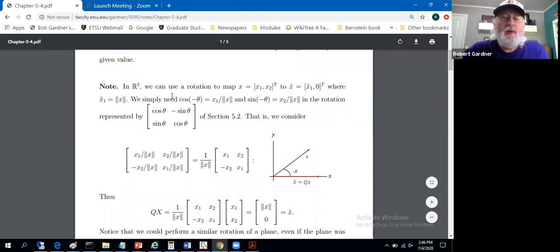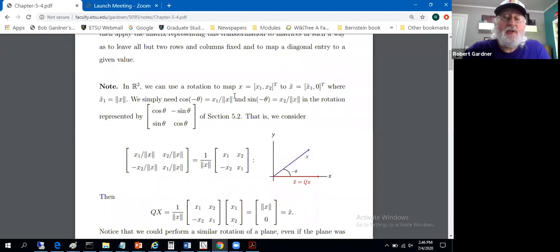In R2, we can use a rotation to map the vector with components x1 and x2 to the vector, the image x tilde, with a second component 0. And a first component, well, that'll be determined by the fact that we've done simply a rotation. We've preserved magnitudes of vectors in this transformation, apparently. So we'll require x1 tilde, that first component, to be actually the norm of the vector.